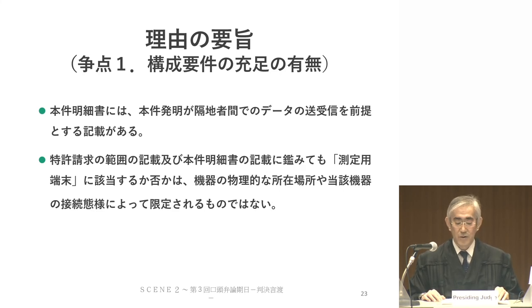Next, in the specification, there is a statement that the invention is based on the premise that data is received and transmitted between parties at a remote distance. With the structure of this invention, it describes its effect as allowing lenses to be fixed to a frame with a high degree of certainty and efficiency.